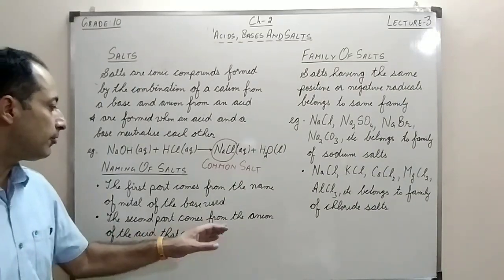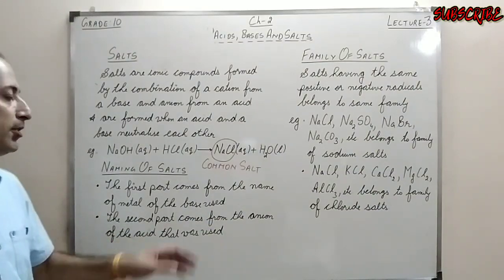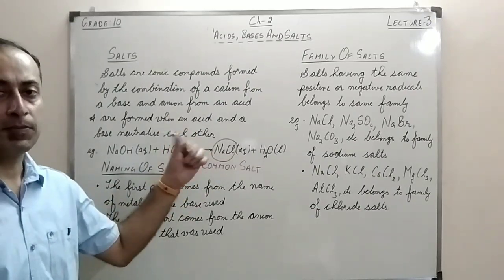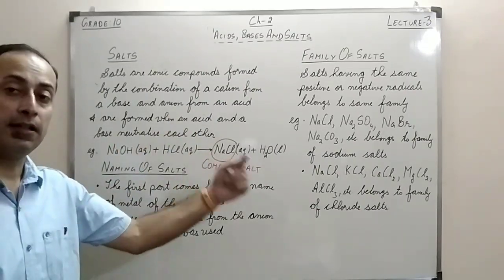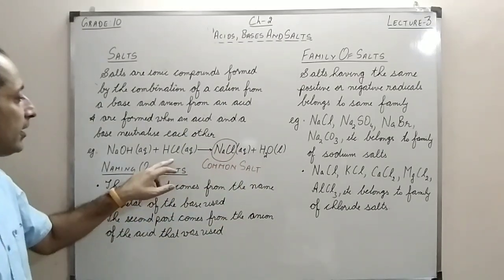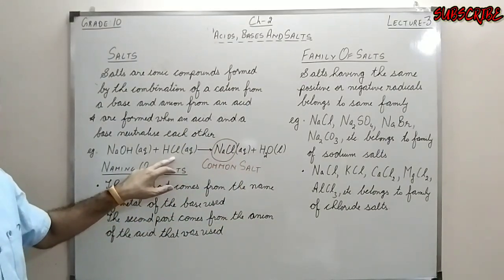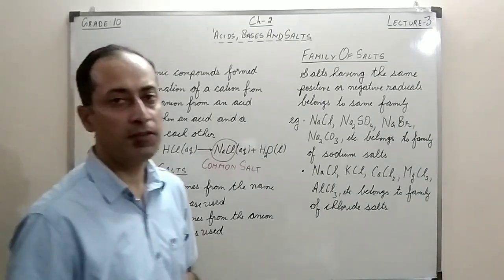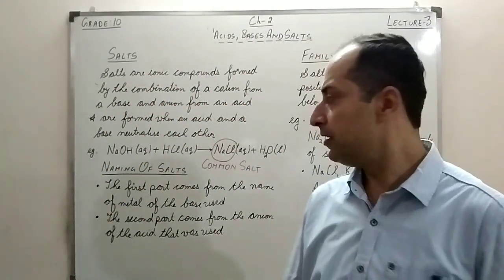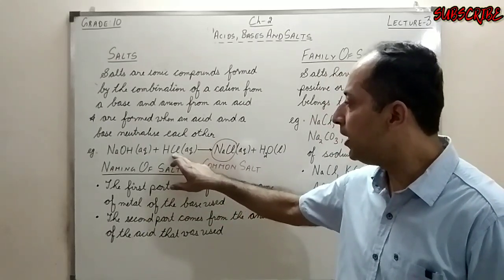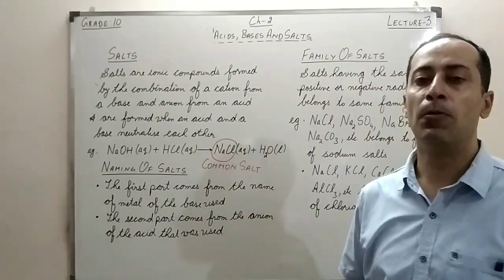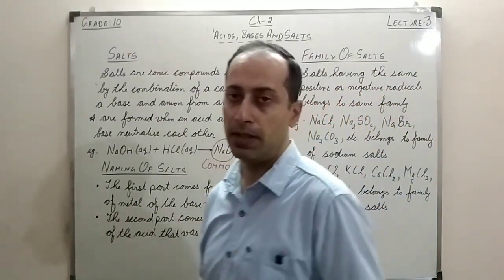The second part comes from the anion of the acid that was used. Now the first part, sodium, comes from the base, and the second part, chloride, in sodium chloride, comes from the anion used in the acid. And this is hydrogen chloride, or you can also say hydrochloric acid. So the chloride ion name is added here. So this is how we name a salt.